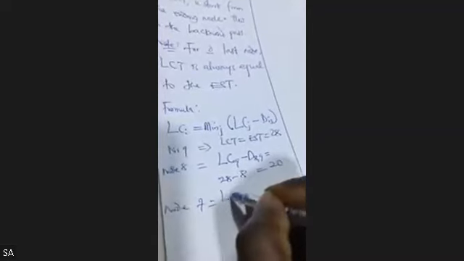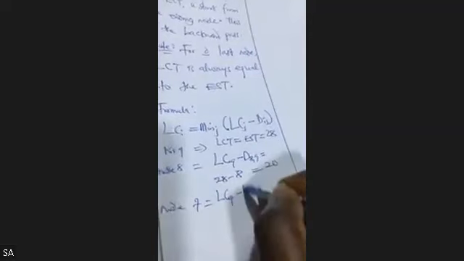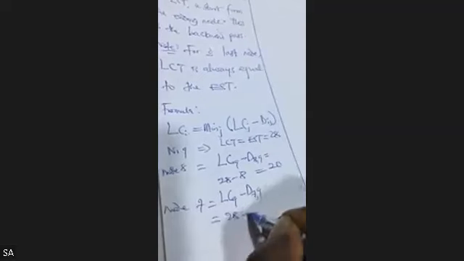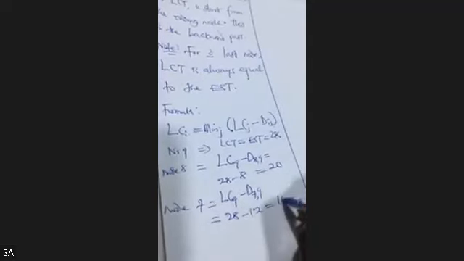Then for node 7, how do we get node 7? We said we have an arrow from 9. So LC9 minus the arrow that is pointing from 7 to 9. So we have 28 minus 12, we have 16. So you can take it over. I just wanted to drop that for you.